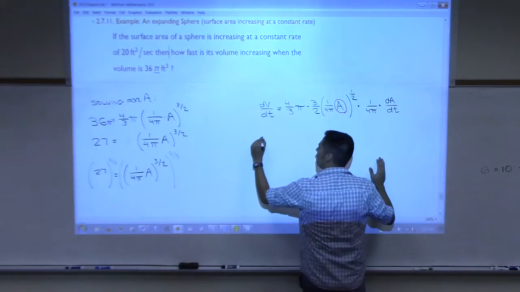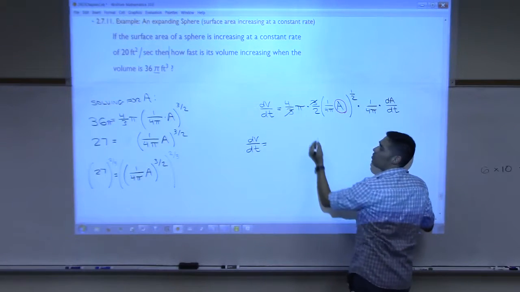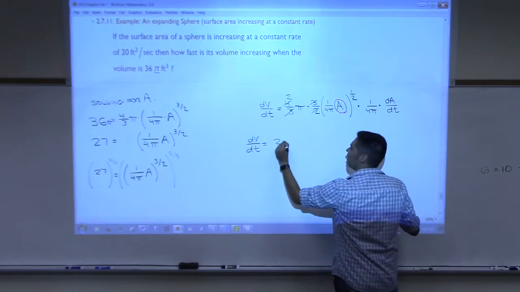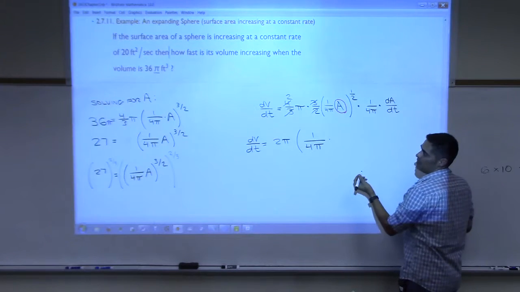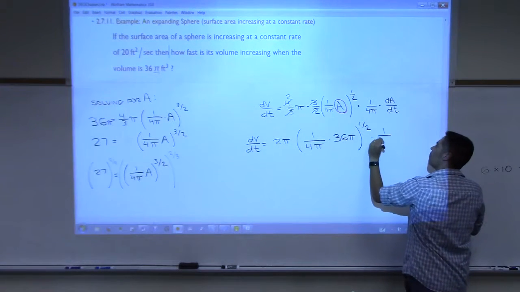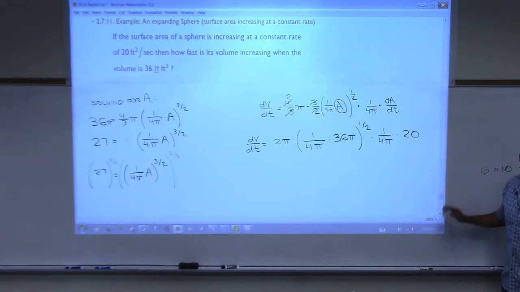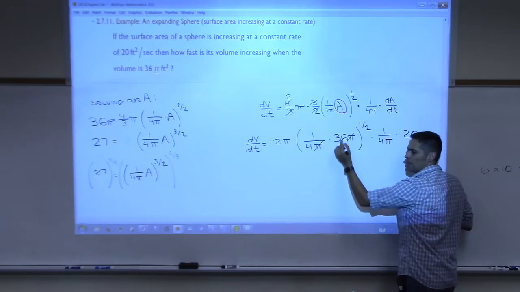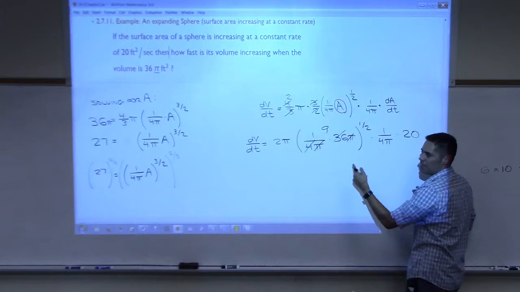Back to this. dV/dt equals, let me clean this up. The 3's were gone, right? This 2 goes into here twice. So that's just 2 pi out front. And then I have in here 1 over 4 pi times the area, but the area was what? 36 pi. Oh, that's great. What was dA/dt? 20. Oh man, this is just going to clean up so nice, isn't it? These pi's cancel. 36 over 4 is 9. The square root of 9 is 3. So that all is going to be 3.